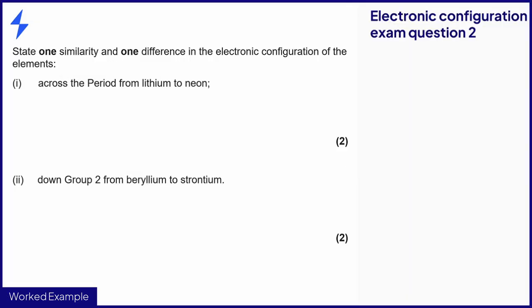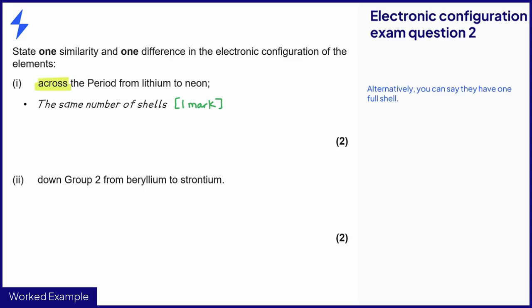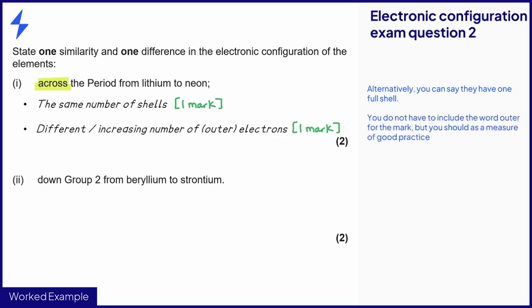Part 1 asks for one similarity and one difference across a period. A period has the same number of electron shells, for 1 mark. Since the elements from lithium to neon are in period 2, you could also say that they have 1 full shell. The number of outer electrons increases by 1 as you move across the elements from lithium to neon, which means they have a different or increasing number of outer electrons. This gets the 2nd mark. The word outer is not necessarily required for the mark, but you should put it in your answer.